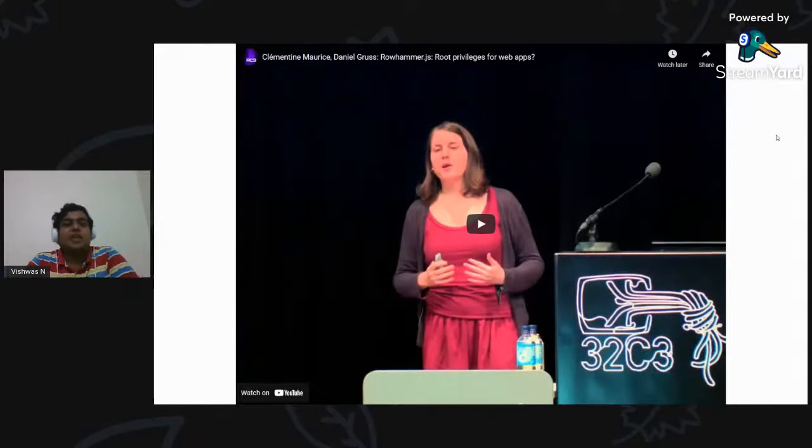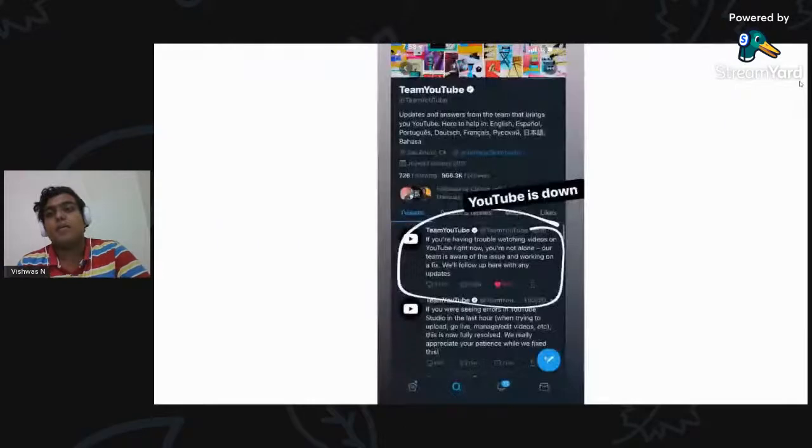So this is actually a technology which is basically for the RAMBleed JS technology. It was amazing because this is where the root privileges for the web apps and all the vulnerabilities were being talked about. And trust me, I think this is one of the places where you get that knowledge of what rowhammer JS and row hammering is all about.